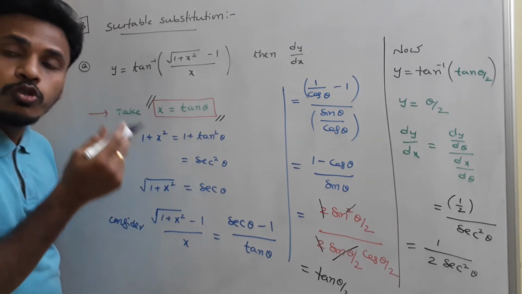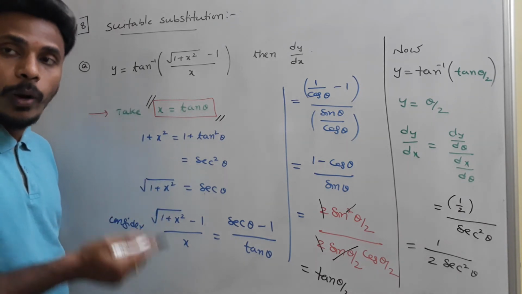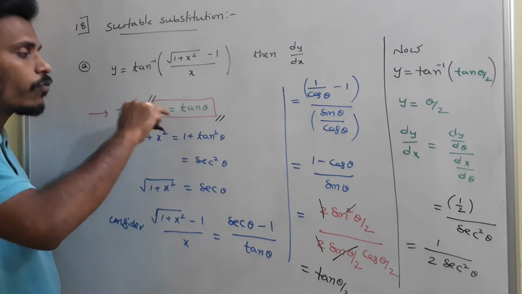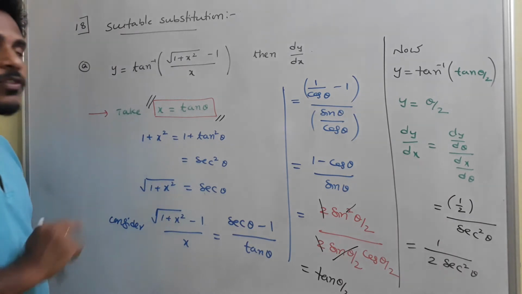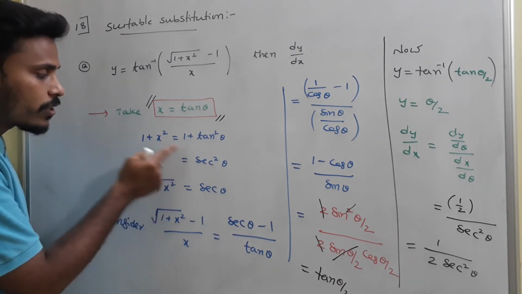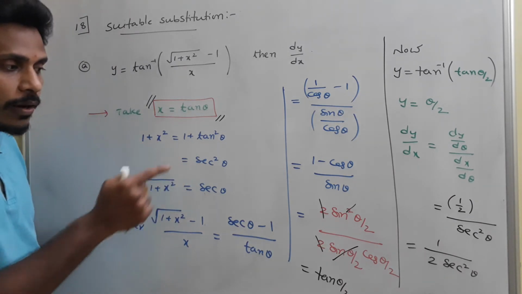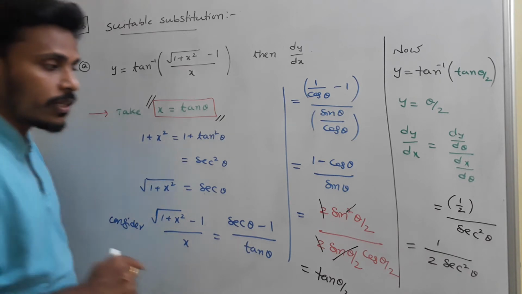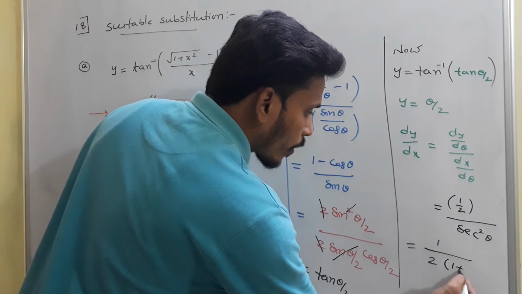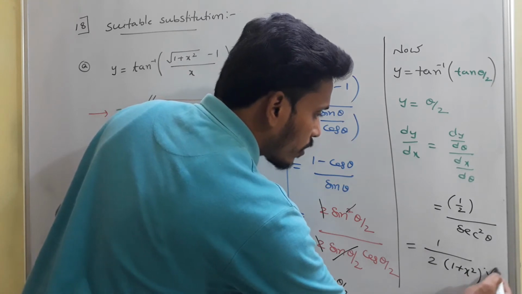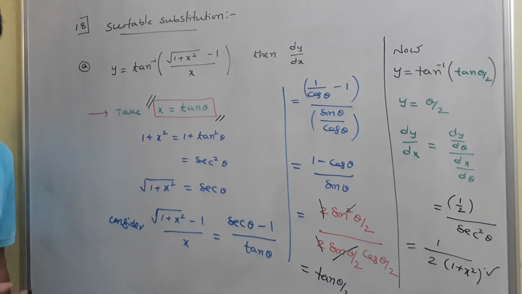So the answer should be in terms of x and y, because theta is just our involvement, right? So we need to eliminate that theta. In the denominator we have secant square theta, but that secant square theta is 1 plus x square. So replace that secant square theta with 1 plus x square. So 1 by 2 into 1 plus x square is our answer. Okay, you just have a look at that.